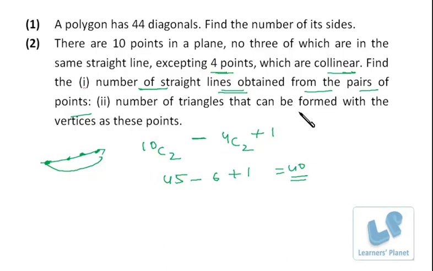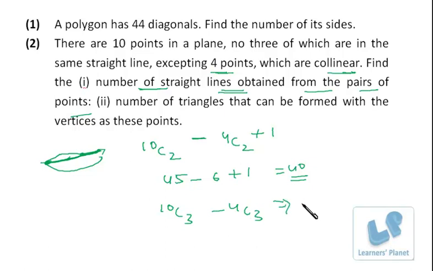Next is the number of triangles that can be formed with the vertices at these points. It takes 3 points to draw one triangle. So in all, these are the total number of combinations while we join 3 points. But once again, 4 points are collinear, so we won't be getting any triangle if we match up 3 points from these 4 points. Suppose we have these 4 points. If we match these 3 points or these 3 points or these 3 points, we won't be getting triangles. So we need to deduct all the combinations of 3 points from these 4 points. So it's 10C3 minus 4C3, that is the total number of triangles.